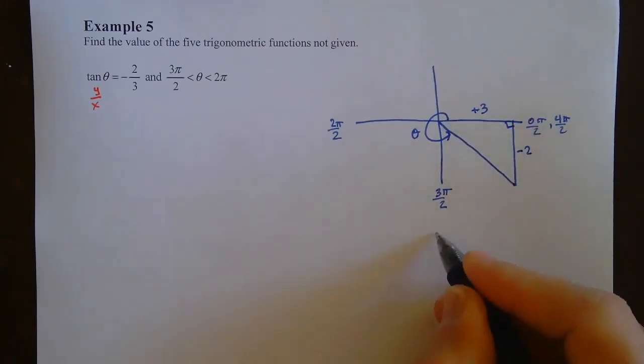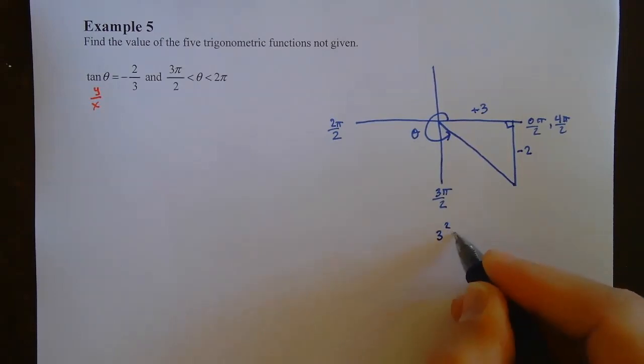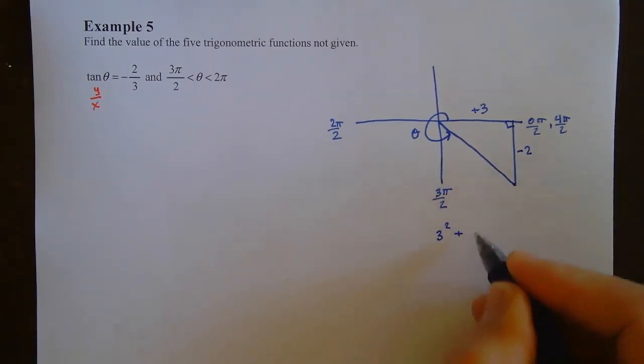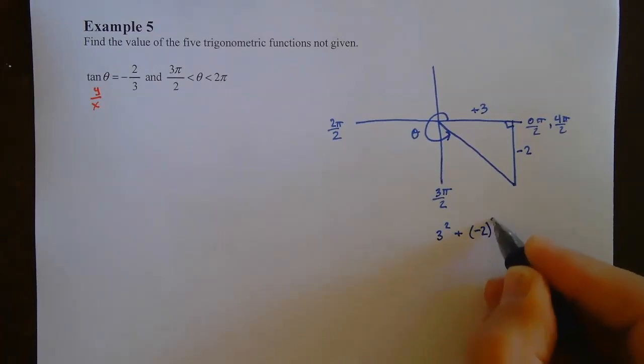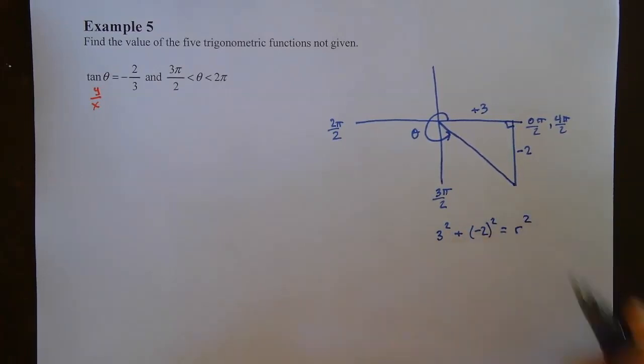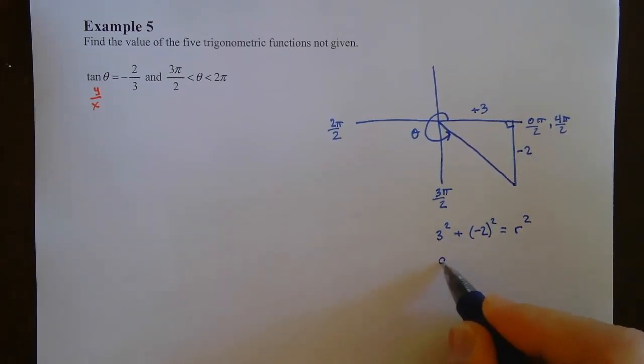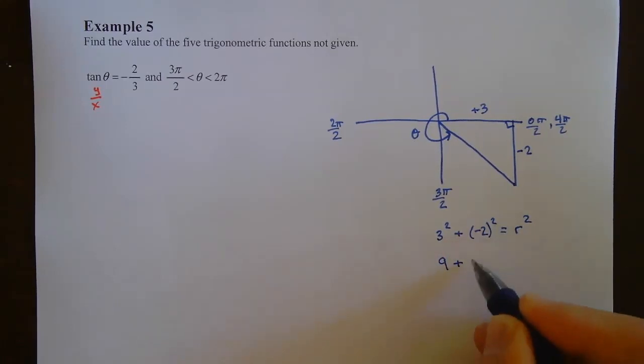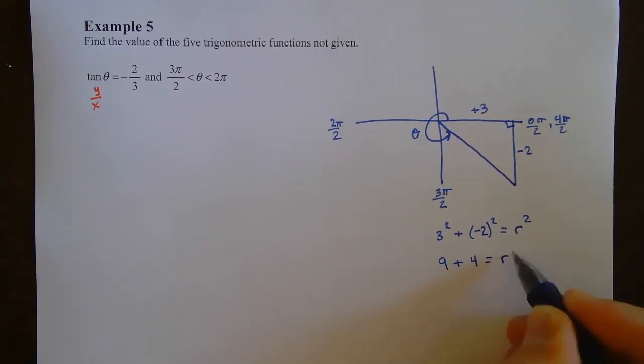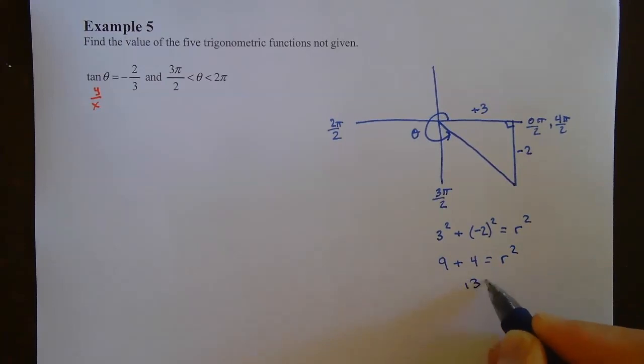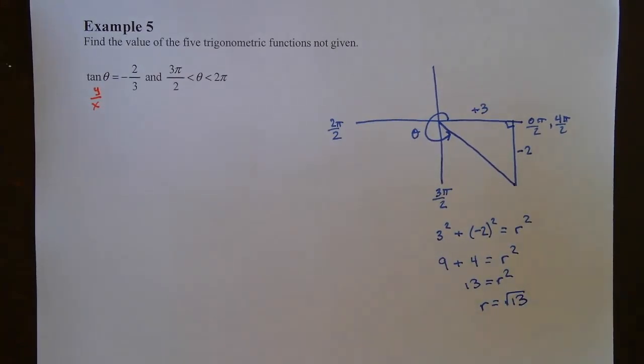So I know that 3 squared plus, once again, I'm going to need to use parentheses, negative 2 squared is equal to r squared. Okay, so 3 squared is 9 plus negative 2 squared is 4 is equal to r squared. So that'd be 13 is equal to r squared, which means r is equal to the square root of 13.